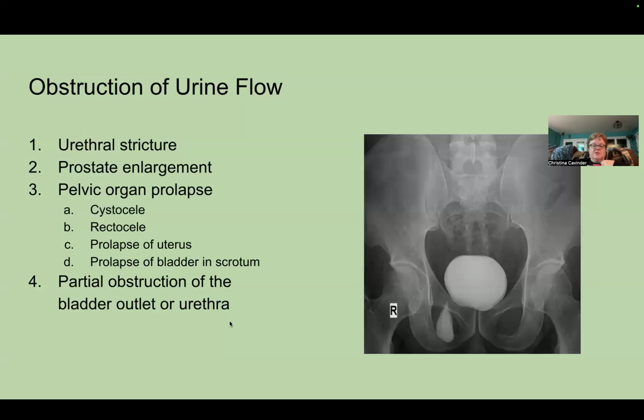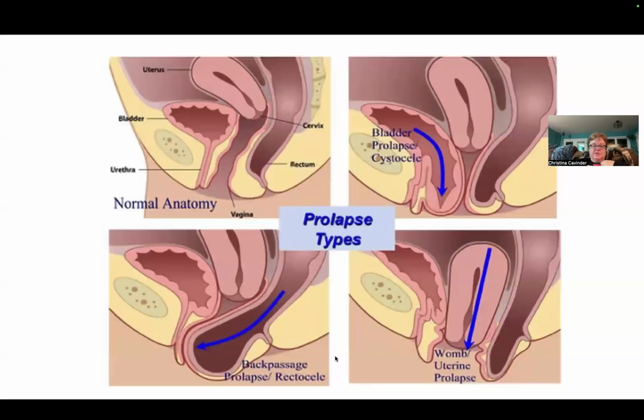Also, partial obstruction of the bladder outlet or urethra. So let's talk about those organ prolapses. So you can have, and this is normal, this is a normal female.